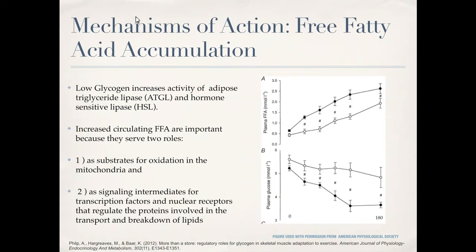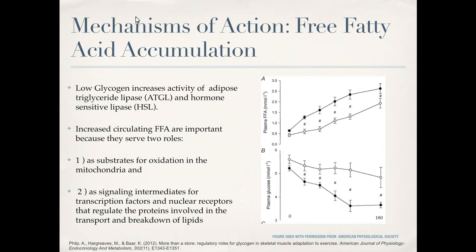So, how does this work? What are the mechanisms of action? One of the first things to realize is that low glycogen increases the activity of adipose triglyceride lipase and hormone-sensitive lipase. If you have increased circulating free fatty acids, that's important for at least 2 reasons. 1, it provides substrate for oxidation in the mitochondria, and 2, it acts as signaling intermediates for transcription factors and nuclear factors that regulate the proteins involved in transport and breakdown of lipids.